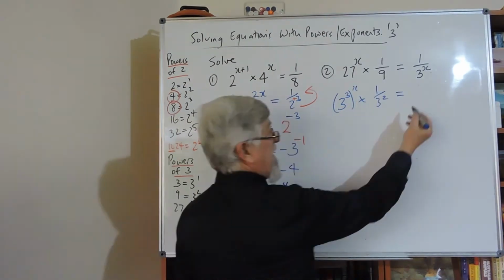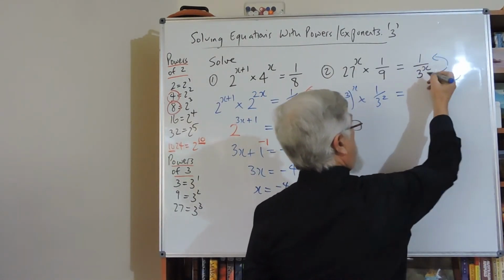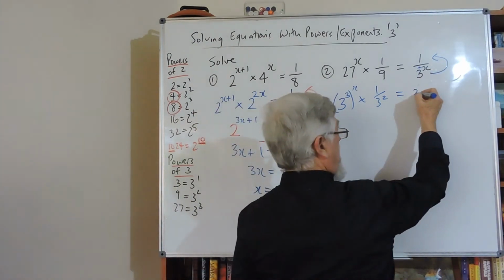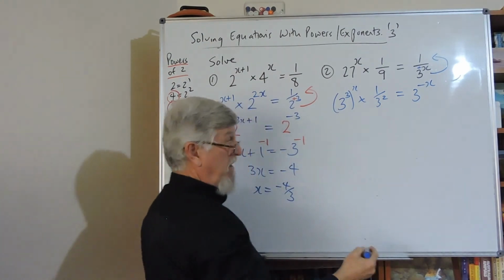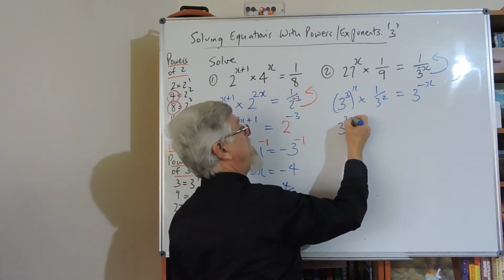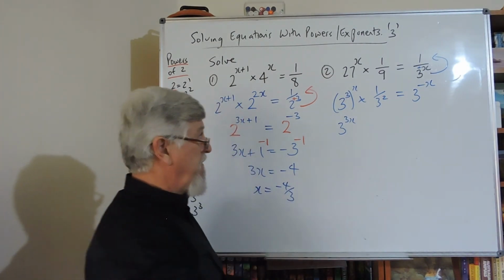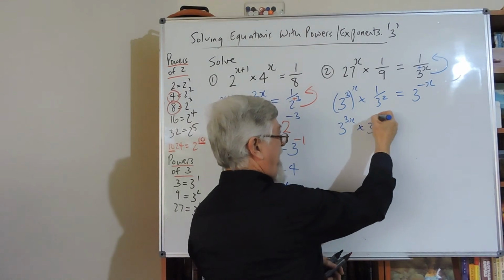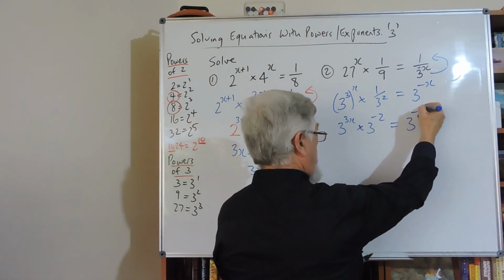This is 1 on 3. If I go from the denominator to a numerator, what happens to the index? This was a plus x. So it becomes a minus x. What do I do with a power to a power? I multiply, so 3 times x is 3x. If I again go from a denominator to a numerator, that becomes a 3 to the power of minus 2, and that's a 3 to the power of minus x.